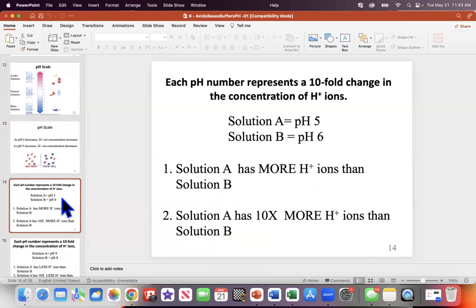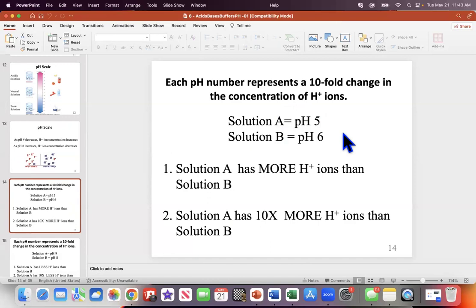So that's the first. Second, in the pH scale, every time you change the number by 1, it's 10 times more hydrogen concentration because it's a log scale. It's a log scale, so it's based on 10. For example, I have two solutions, solution A and solution B, pH 5 and pH 6. So I can ask you which one is more acidic. And you know, okay, solution A is more acidic because the number is smaller.